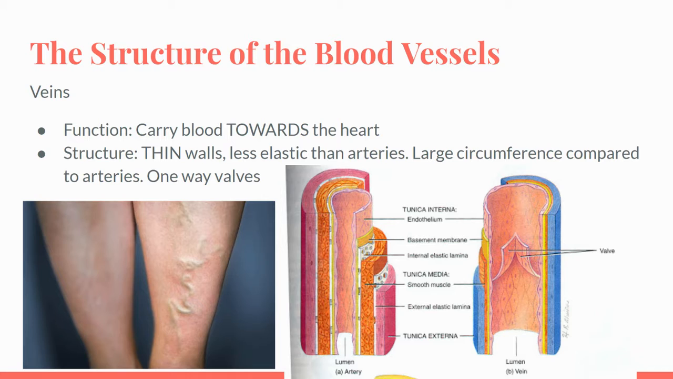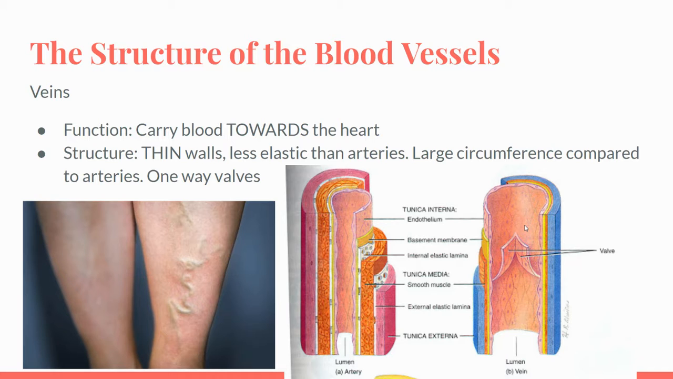So instead of being able to expand and contract to help control blood flow, veins actually have one-way valves inside of them. If blood comes in through this end here and travels up, it pushes against the valve, opens the valve up, and then loads into the next part of the vein. When the blood has passed through, the valve will close, and then it'll do it again and again and again.